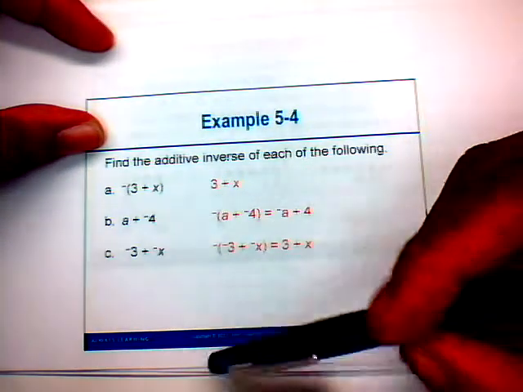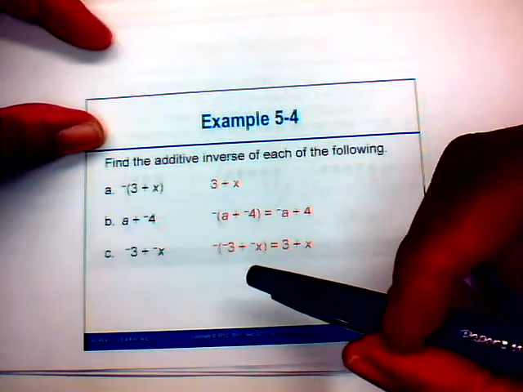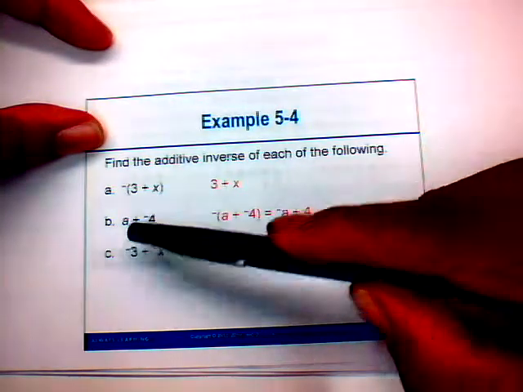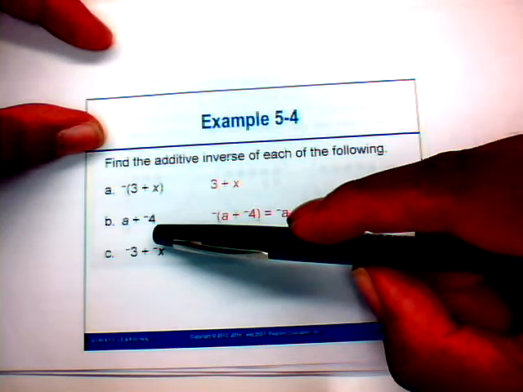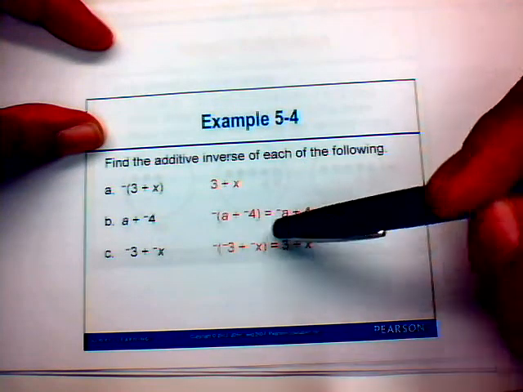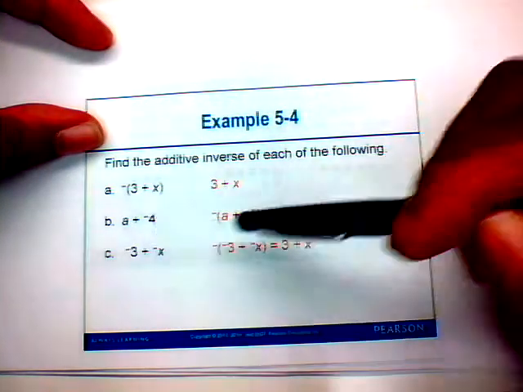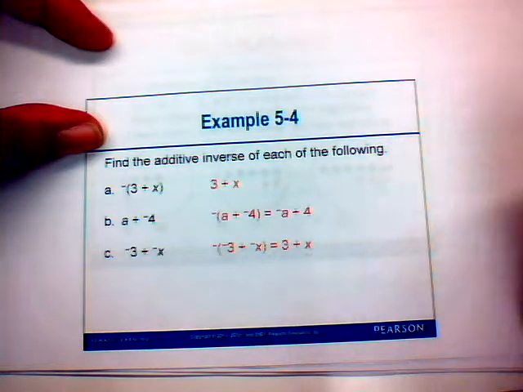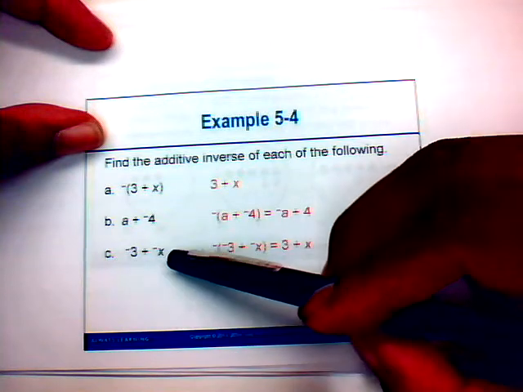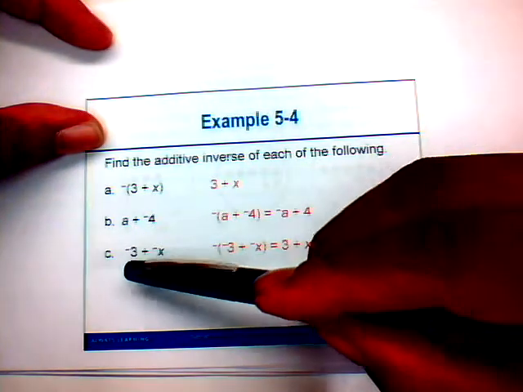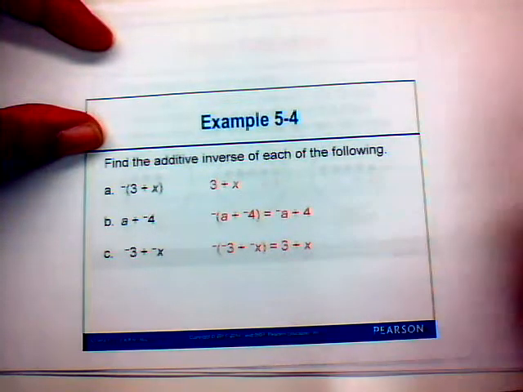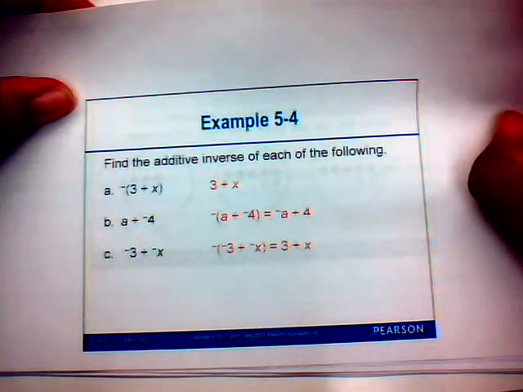Part B, a plus negative 4. Well, what you can do, if you want the additive inverse, you just take the opposite of each and every term in this particular expression. For a, its opposite is negative a, plus the negative 4, the opposite of that would be positive 4. So you'll end up with negative a plus 4. And the same thing here with part C, negative 3 plus negative x. The opposite of negative 3 is 3, plus the opposite of negative x is x. So simply 3 plus x.